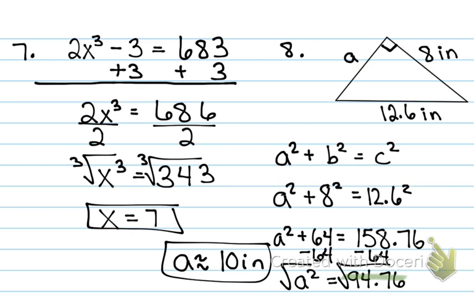Label, label, label. Took off a lot of points for labeling on the quiz. Label your answers. A equals, B equals, C equals, and label the unit. If the unit's in the original problem, make sure you label it. Okay? All right, number 9.